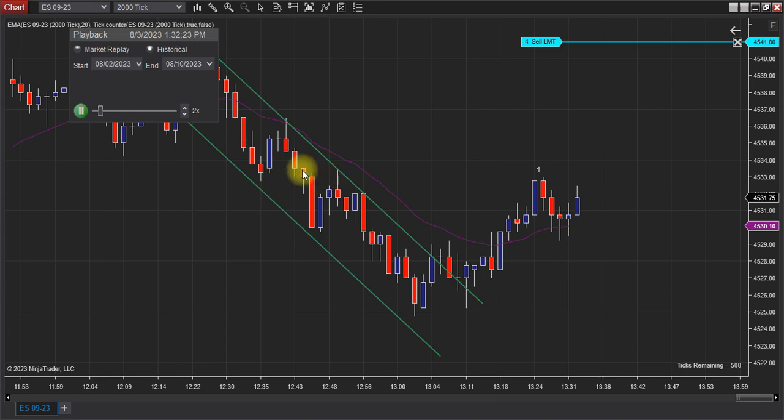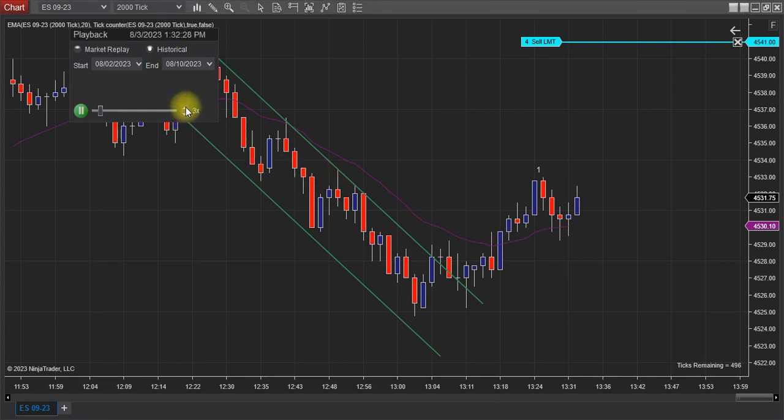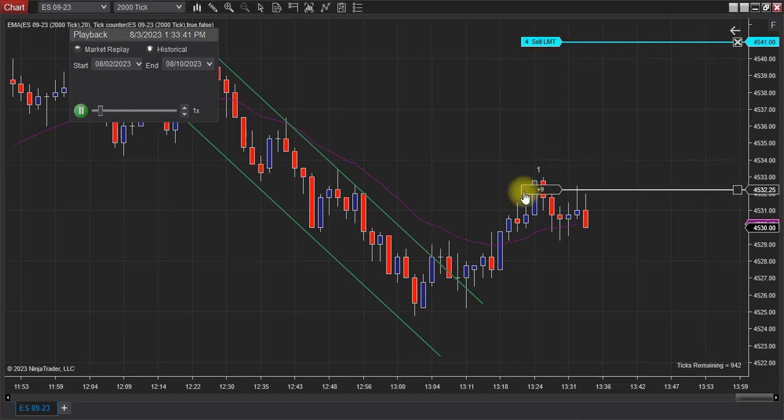Still waiting to see what happens. Speed it up just a little bit here. Not a bad little signal bar. Could be better. Let's see if we actually get triggered. Just put it back to real time. We're getting real close here. We need one tick. One tick is all we need. And there we go. There's our tick.